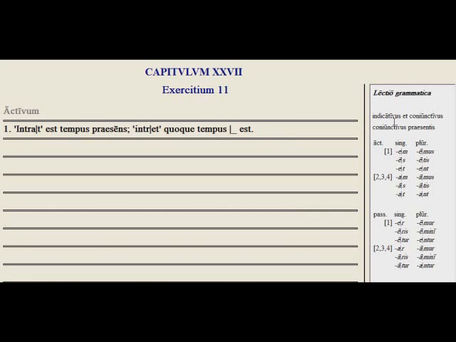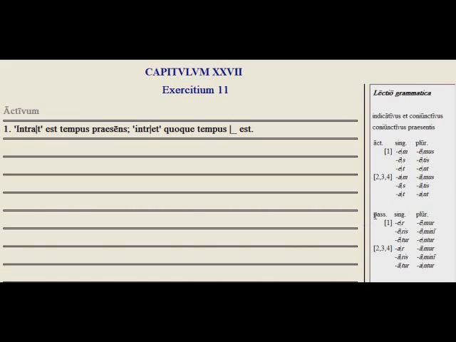Here we have practice with the indicative and subjunctive, the indicativus et conjunctivus. We have the subjunctive present, and here we have the endings for the first conjugation: em, eis, et, emus, etis, ent, and for the second, third, and fourth conjugations: am, as, at, amus, atus, ant. Those are the active endings.